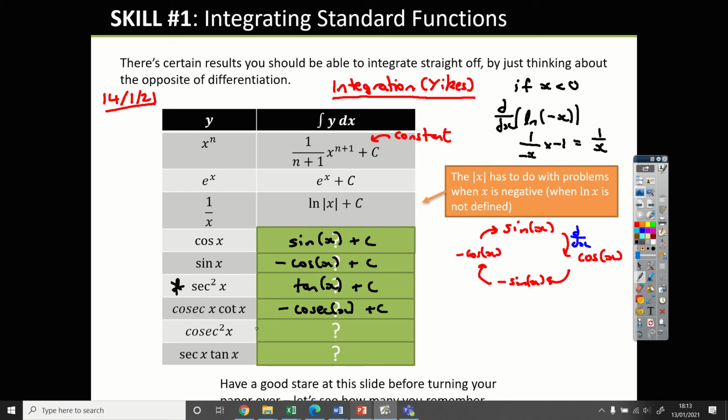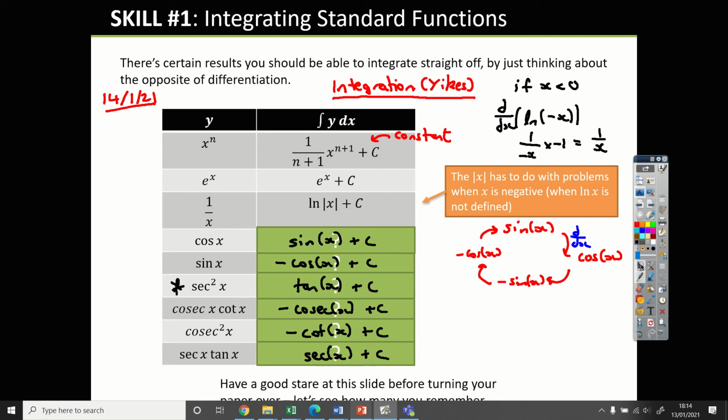Cosec squared is almost the derivative of cot of x, except cot of x went to minus cosec squared. So this needs to be minus as well, again with plus c. And then sec x tan x is the exact derivative of sec of x. Okay, so fill in the grid. Keep this handy because when we come across these functions, we're not going to do much manipulation of these just yet. We're going to keep them pretty much as they are. You know what their antiderivatives are.